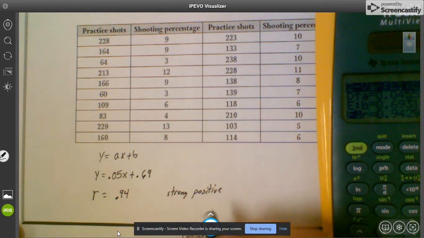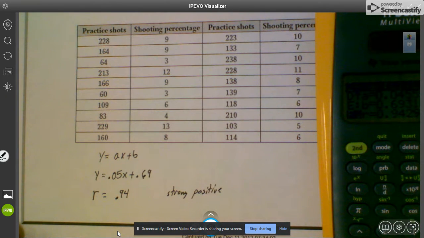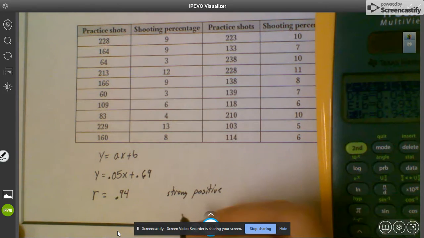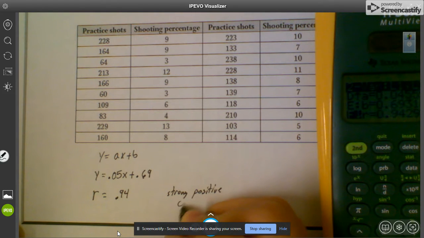And anybody who plays a sport knows that's the number one thing any coach is ever going to tell you. You want to get better at whatever it is you're doing? Practice, practice, practice. So that's my old coaching tidbit for that. There's a strong positive correlation.